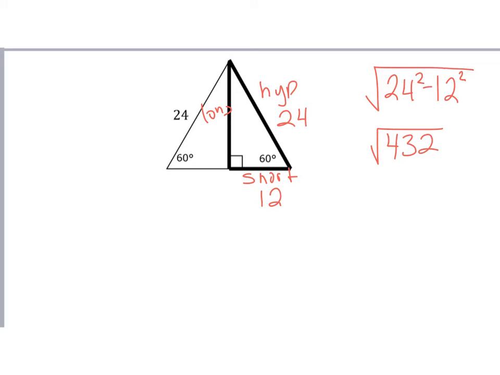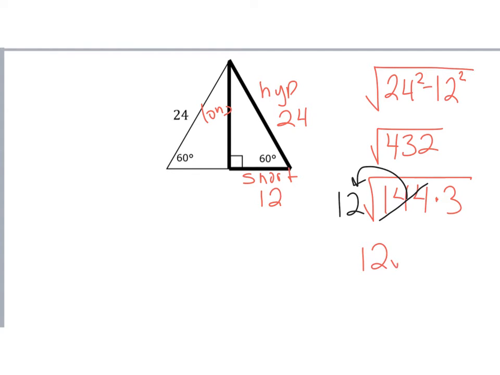64. So in your calculator, try it. If you're going to yell it out, try it and make sure it works before you say it. 124 does not divide 432 evenly. Ooh. Yes. 144 times 3. So I can change this into 144 times 3. So when the 144 comes out, it becomes a 12. 12 radical 3. 12 square roots of 3 is my long leg.